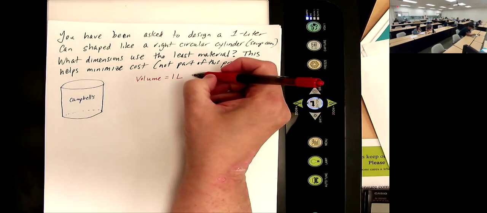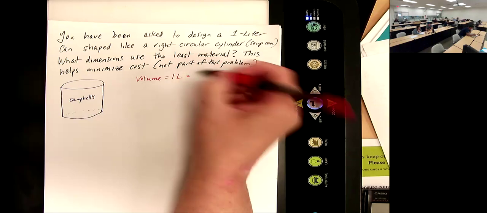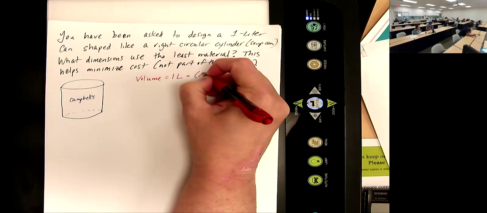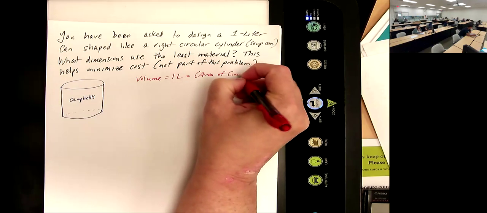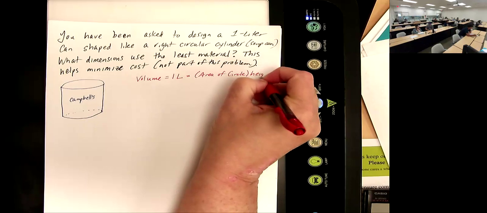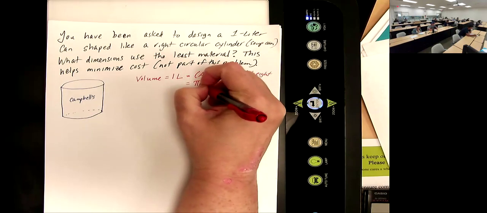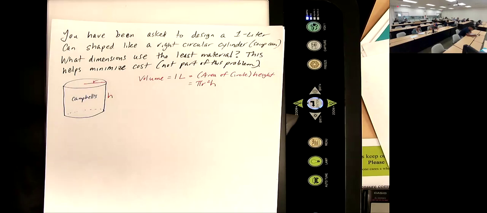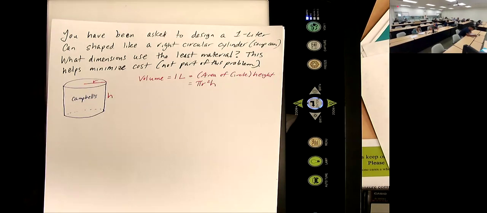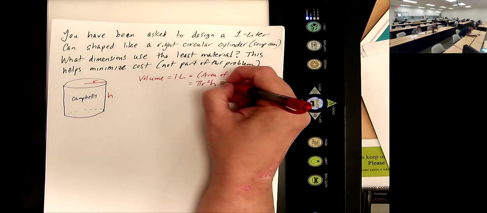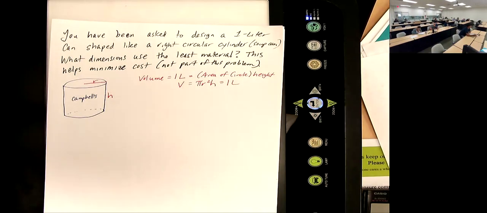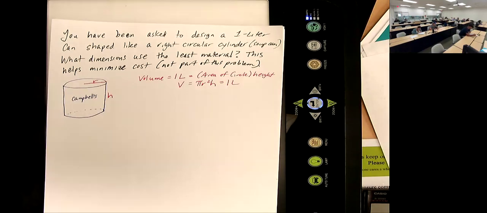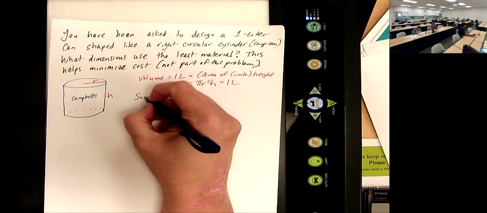But in terms of a cylinder, one of these things, it's the area of the circle times the height, which would be pi r squared h, if I call this r and this h. And that's going to equal 1 liter. That's my V. The question is, what's the surface area here? Like how much metal is being used?